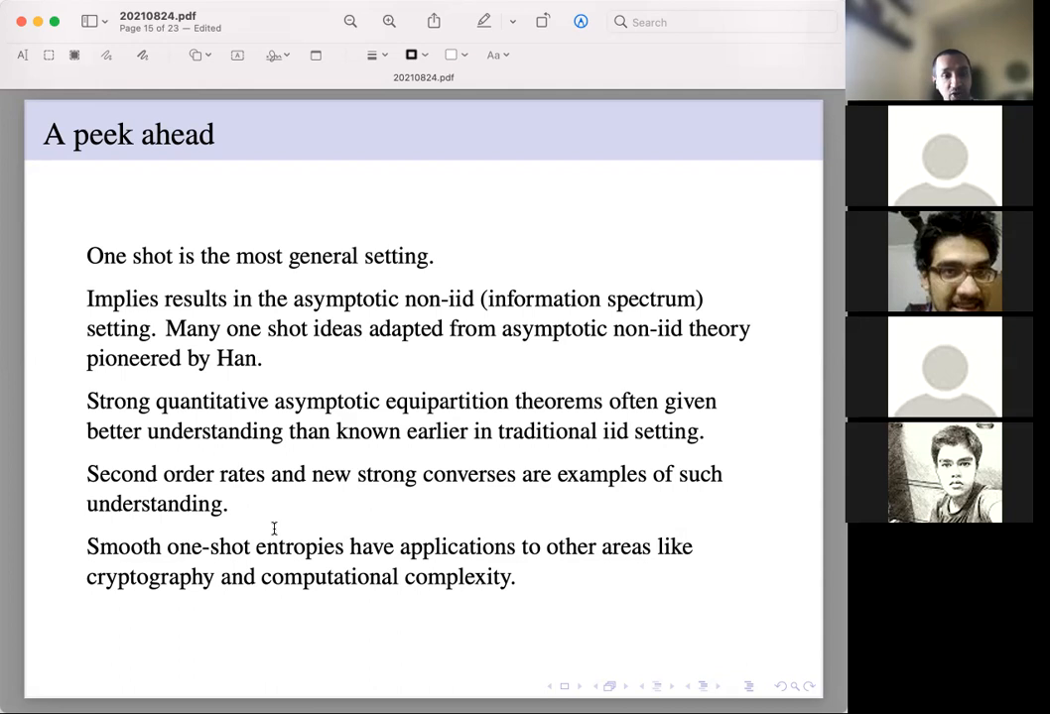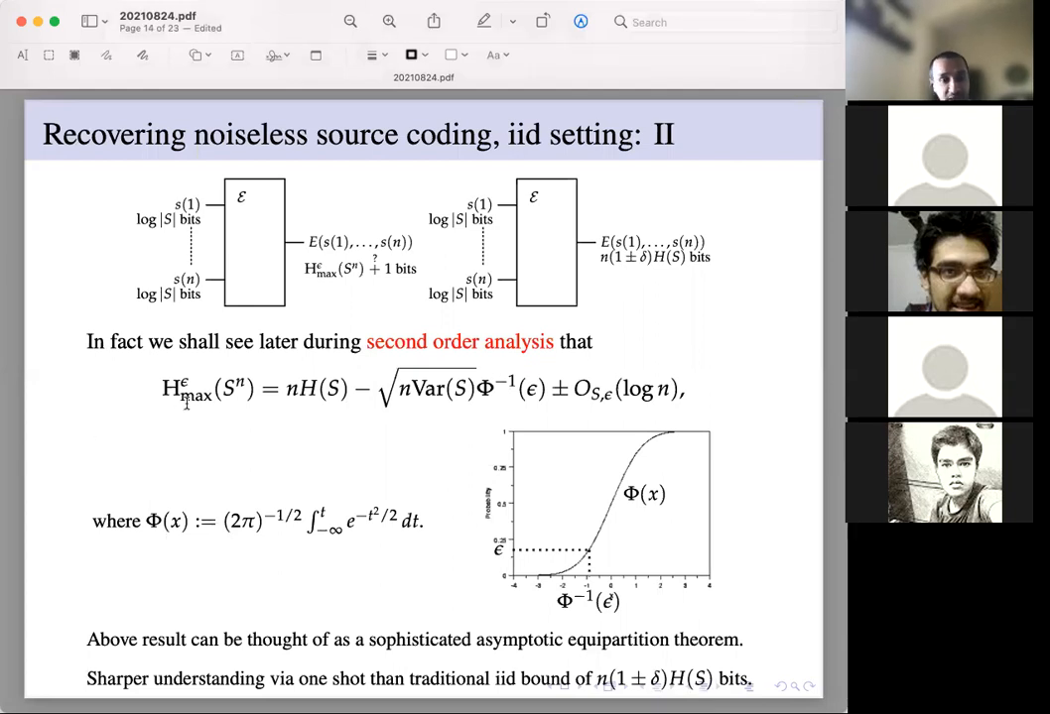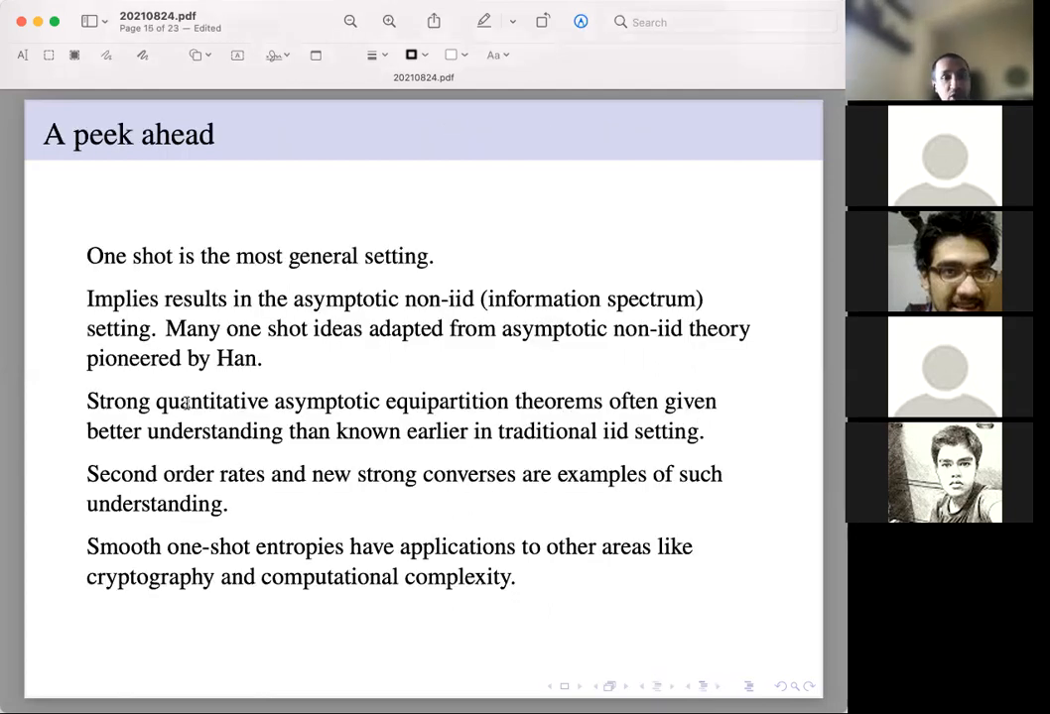And the smooth one-shot entropies: all the one-shot theory works with the smooth quantities, H epsilon max, H epsilon min, and so on. The smooth one-shot entropies have applications to other areas like cryptography and computational complexity. We'll see some applications in this course.